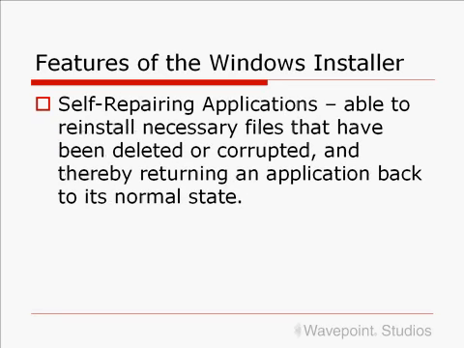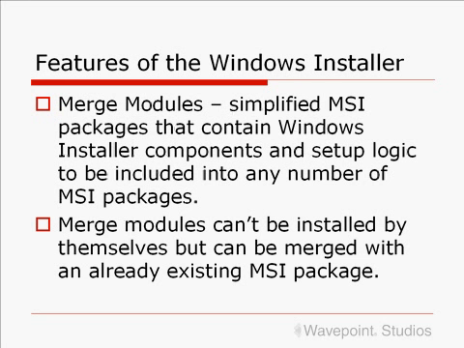Self-repairing applications. These are applications that are able to reinstall necessary files that have been deleted or corrupted and return the application to its normal state. Merge modules. These are simplified MSI packages that contain Windows Installer components and setup logic to be included into any number of MSI packages. Merge modules cannot be installed by themselves, but can be merged with an already existing package.